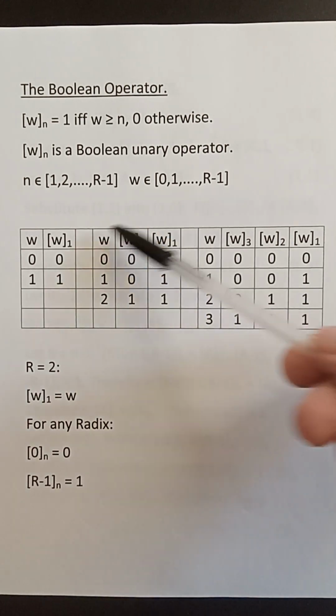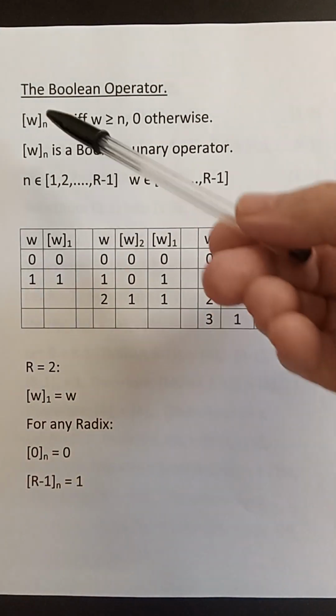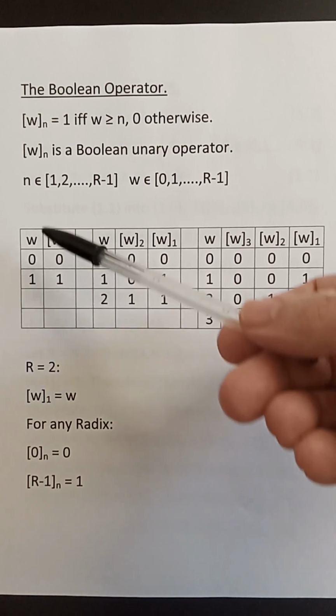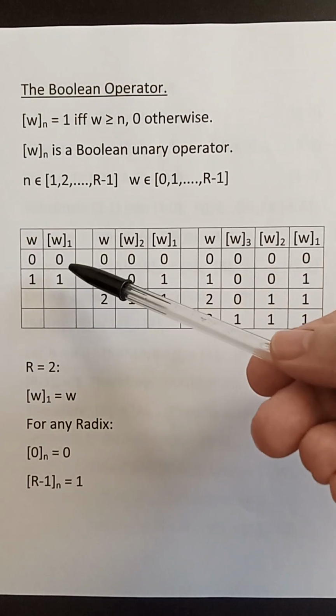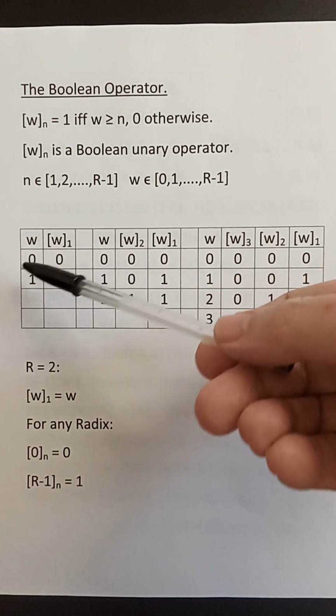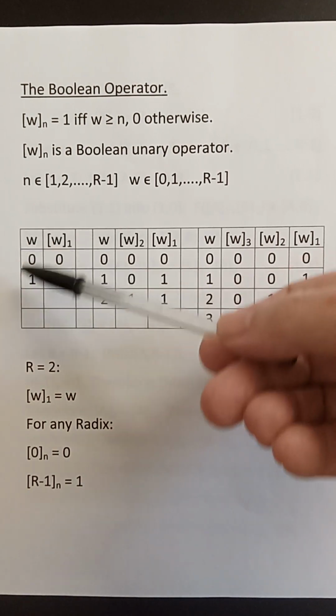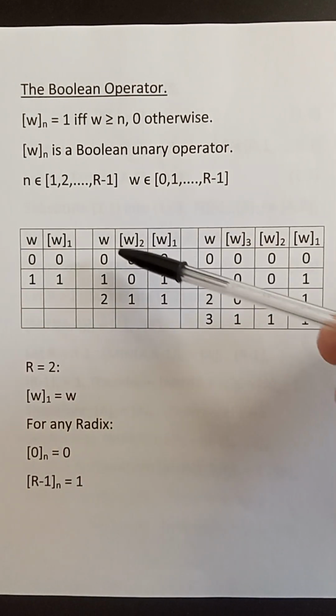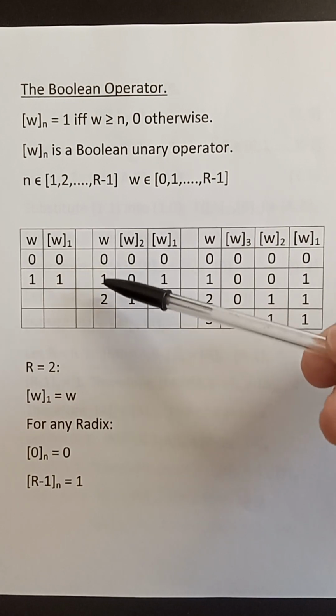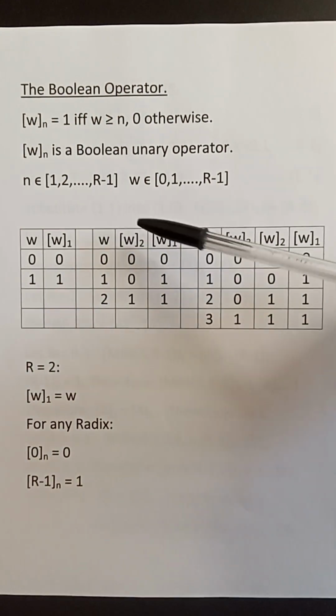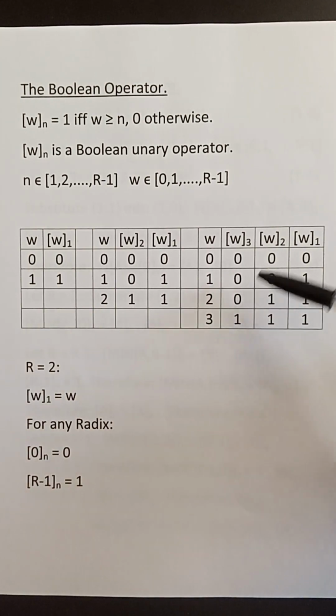So I have a few examples here of W_n, the Boolean operator. Here in the binary case, w equals 0, 1, W1 equals 0, 1, which is the same as w. In the ternary case, w equals 0, 1, 2. This is W1 and this is W2, and in the quaternary case 0, 1, 2, 3, this is W1, this is W2, this is W3.